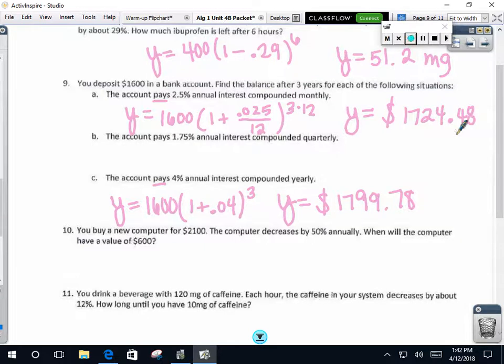Okay, try B by yourself. Nobody yell out any answers. Four times a year. There's 4 quarters in a year. January, February, March. No, it's 4. You'll use 4s this time. Oh, you mean this? Yes, this would be a 12, yeah.